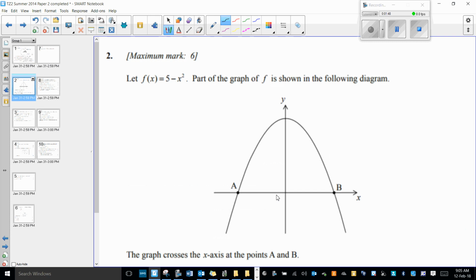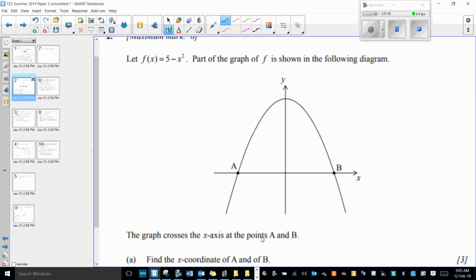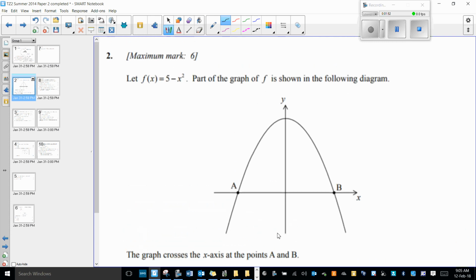5 minus x squared. Okay, so to find these two intersecting points, I'd say the easiest thing would be, it's the difference of two squares, so this will be root 5 minus x and root 5 plus x. So our two values are going to be positive root 5 and negative root 5.